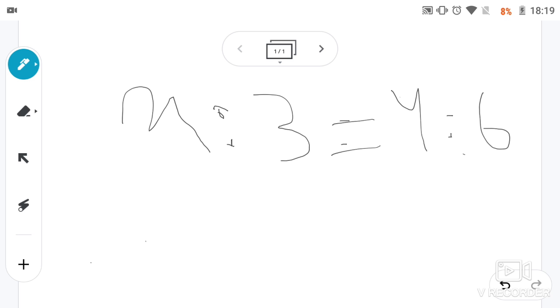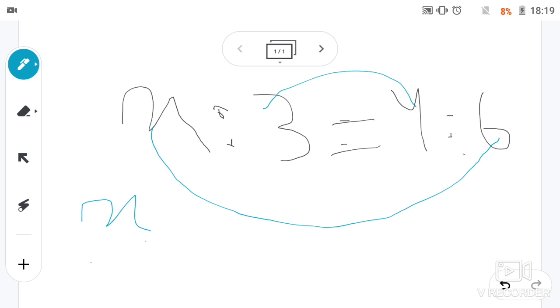So let's start the solution. What do we have to do? It's really simple. Just multiply this 6 with this x and this 3 with this 4. So it will become x multiplied by 6 is equal to 3 multiplied by 4.